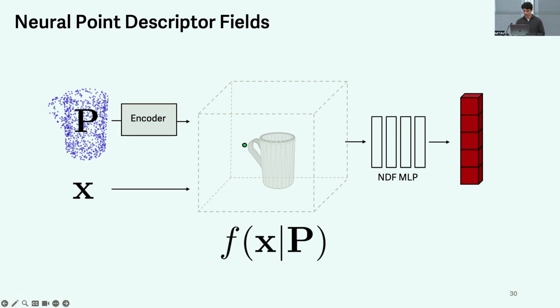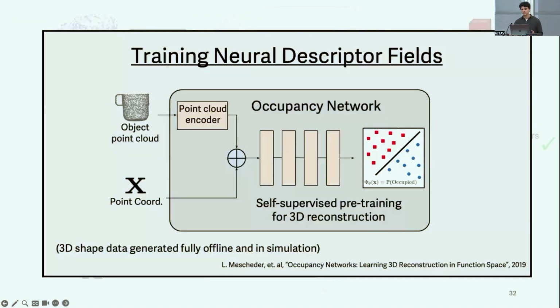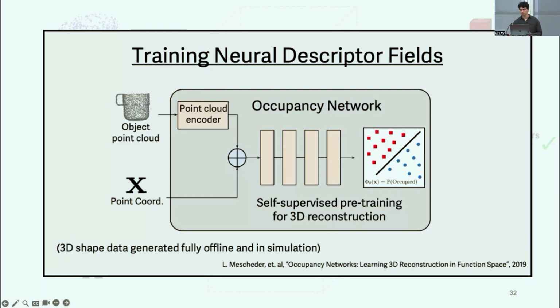So what properties do we want in this field function? First, for our goal of correspondence matching, we want the descriptors to encode this information in a way that's consistent across instances from a category. This would mean that points near similar geometric features map to similar descriptor vectors. We find that occupancy networks trained for 3D reconstruction learn intermediate features that are consistent across shapes in a category.